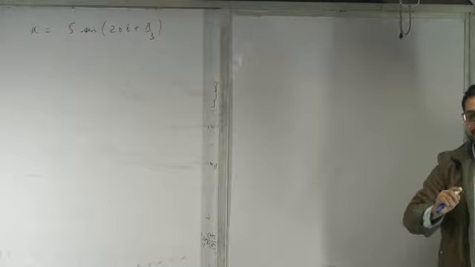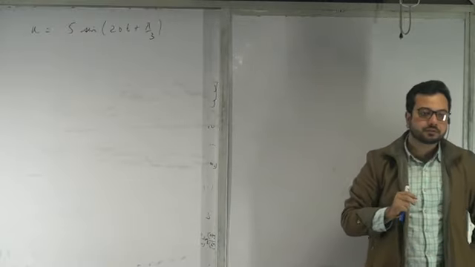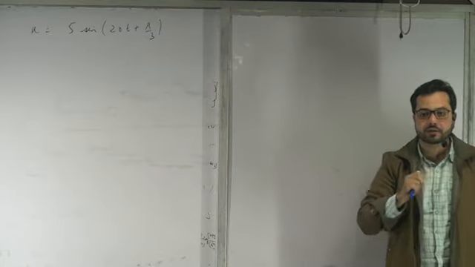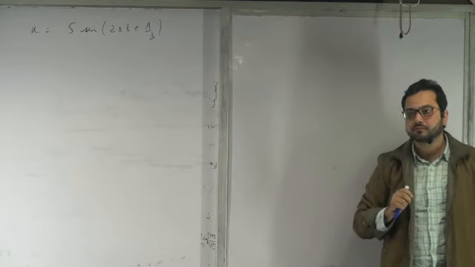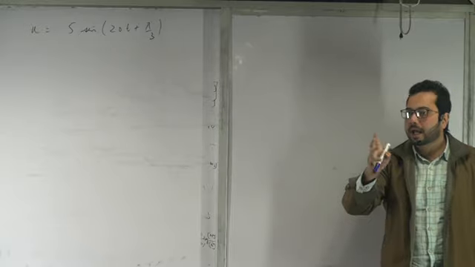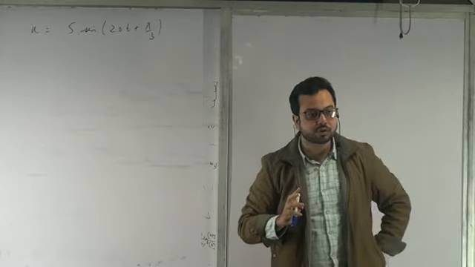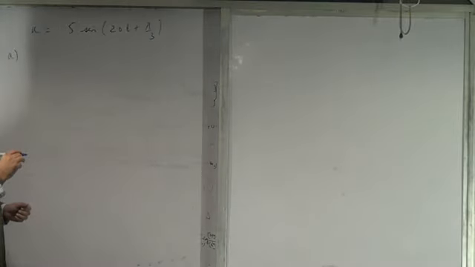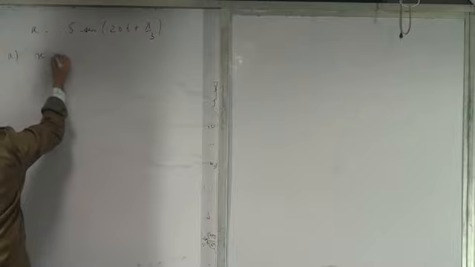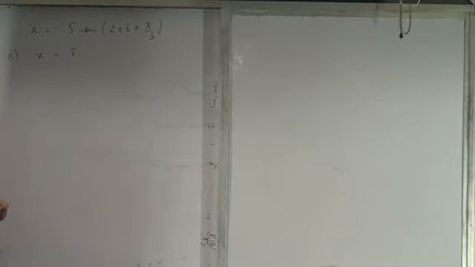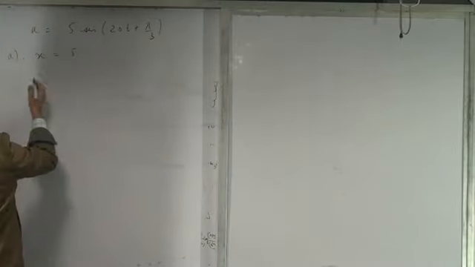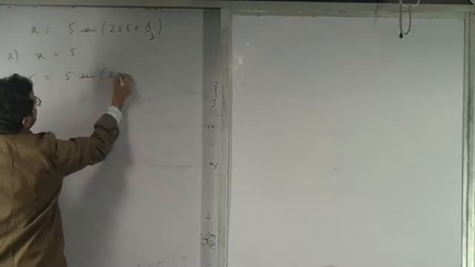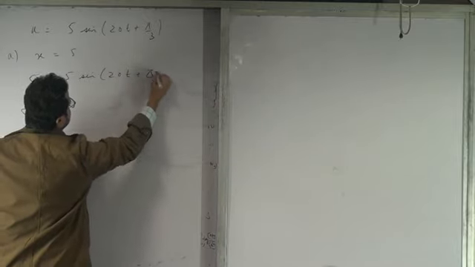When it comes to rest, what should be the position of the particle? Absolutely, it should be the extreme position. At rest means the position should be the extreme position. So x should be equal to 5. I can substitute x for 5, and this will become 5 is equal to 5 sine (20t plus pi by 3).